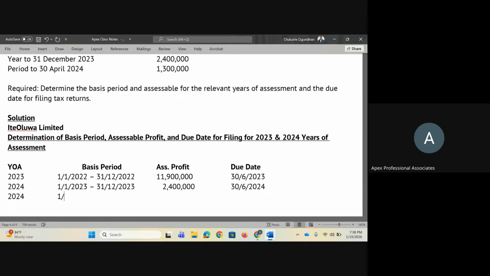Then under 2024 again, because the company ceased before June, April comes before June, right? So you have 1/1/2024 to 30/4/2024, right? And how much is that? 1.3 million. And what's the due date? The date is also 6 months. So we have May, June, July, August, September, October. That's 31/10/2025. Right. So do you have any question?